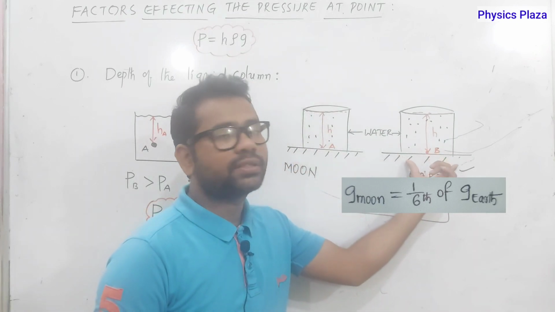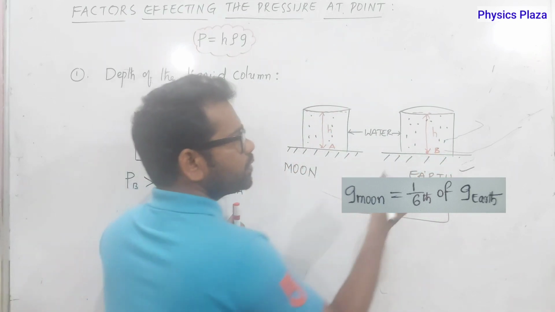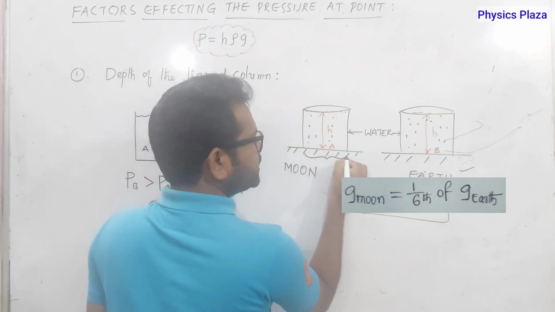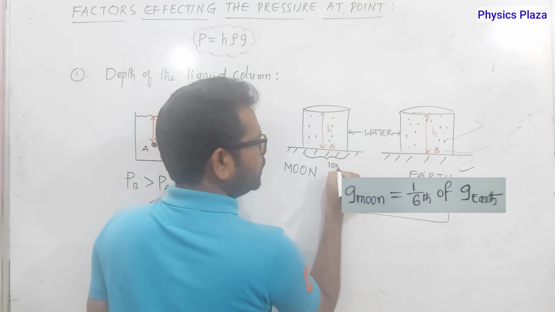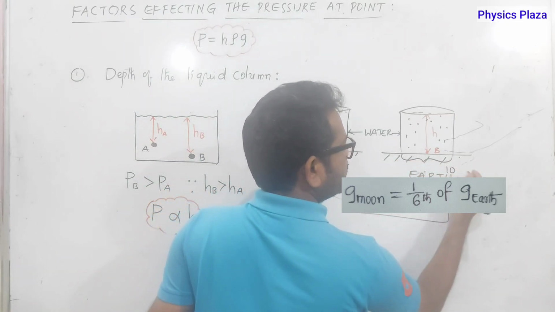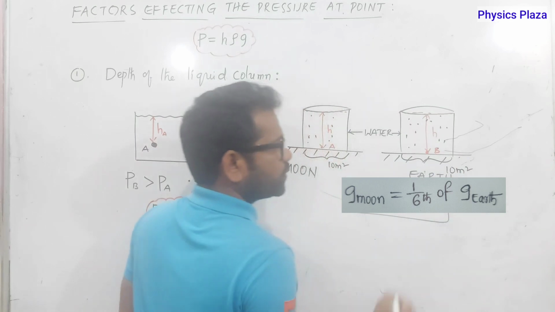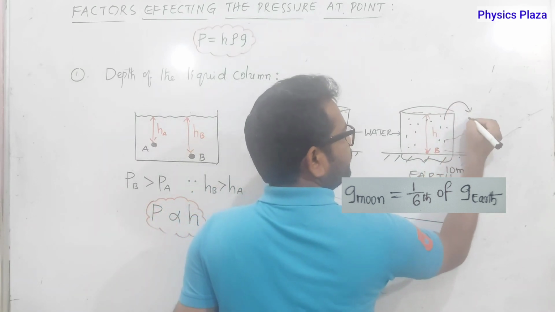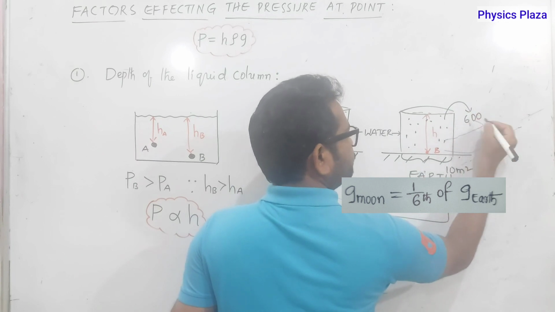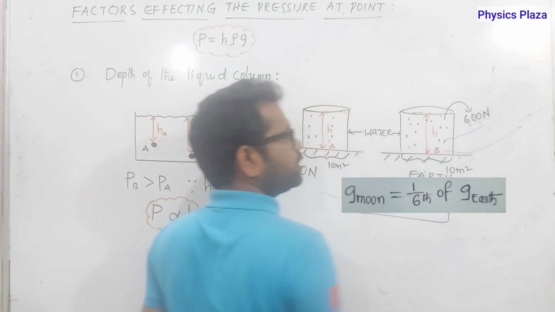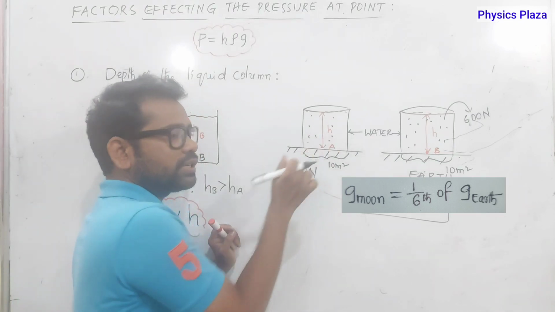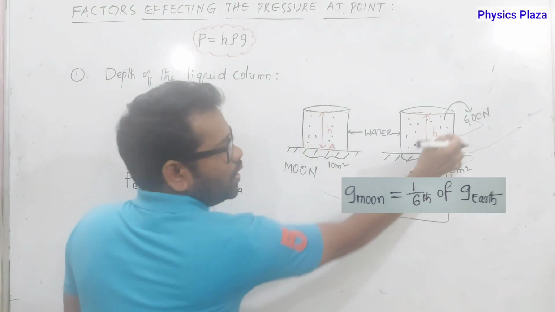Obviously the earth surface only. For example, children, let us take the surface area in both cases as 10 meters square. Try to understand, 10 meters square. Here the weight of the liquid, let us take, is 600 Newton. Children, can you guess what is the weight of this liquid on the moon surface? 1/6 of this.